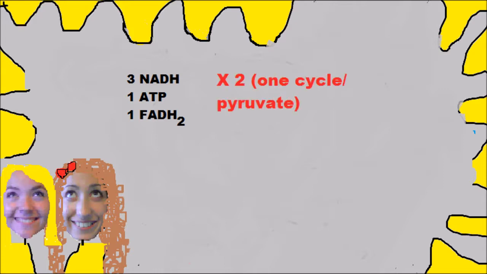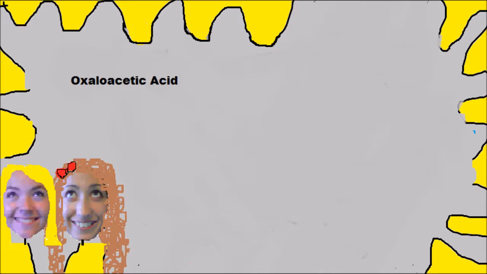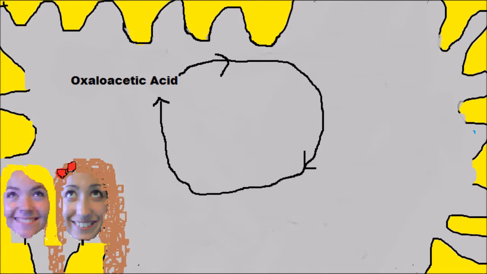Remember that the cycle occurs twice for each glucose molecule because only 1 pyruvate enters at a time. Because of this, multiply the products by 2. The Kreb cycle begins and ends with oxaloacetic acid. Because of this, it is cyclic, meaning that one of the reactants is also a product.